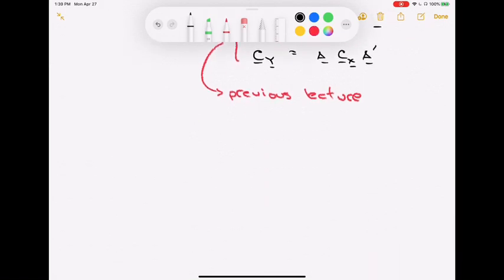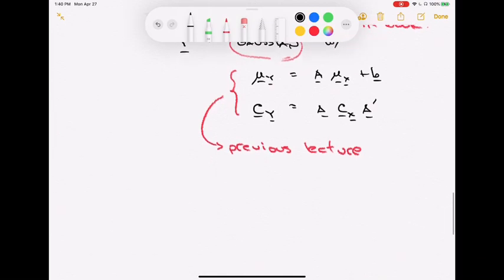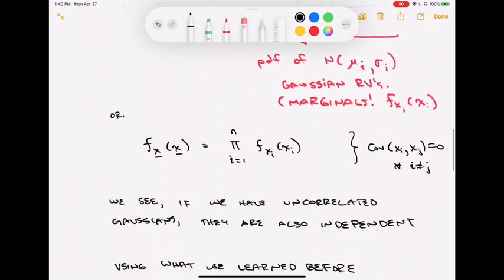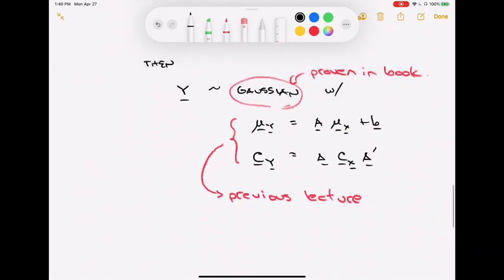Okay, so what do we get out of this? If you had a multivariate Gaussian and you do a linear transformation on it, you get a multivariate Gaussian coming out, right? So the distribution type is still Gaussian, and then we also know what its mean and covariance matrix are through simple linear algebra kind of operations.